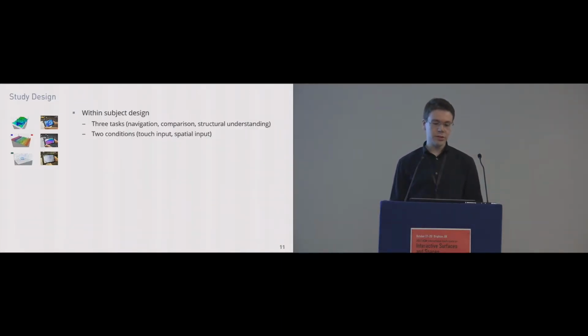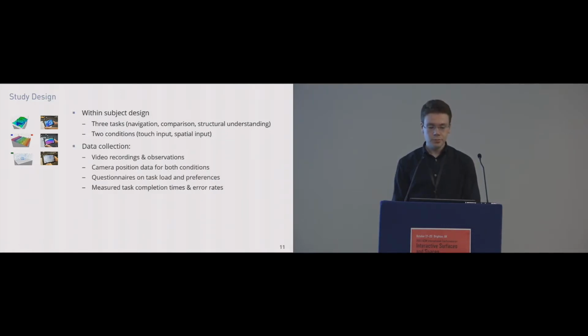So as for our study design, we did this within subject design with the 3 tasks I just presented, and the 2 conditions of touch input and spatial input. We collected lots of data, obviously. We recorded all the participants during the study. We wrote down observations. And we also, and that's going to be important later on, tracked and recorded the camera position, both for the touch and for the spatial camera. In case of the spatial interaction, this was, of course, also the device position.